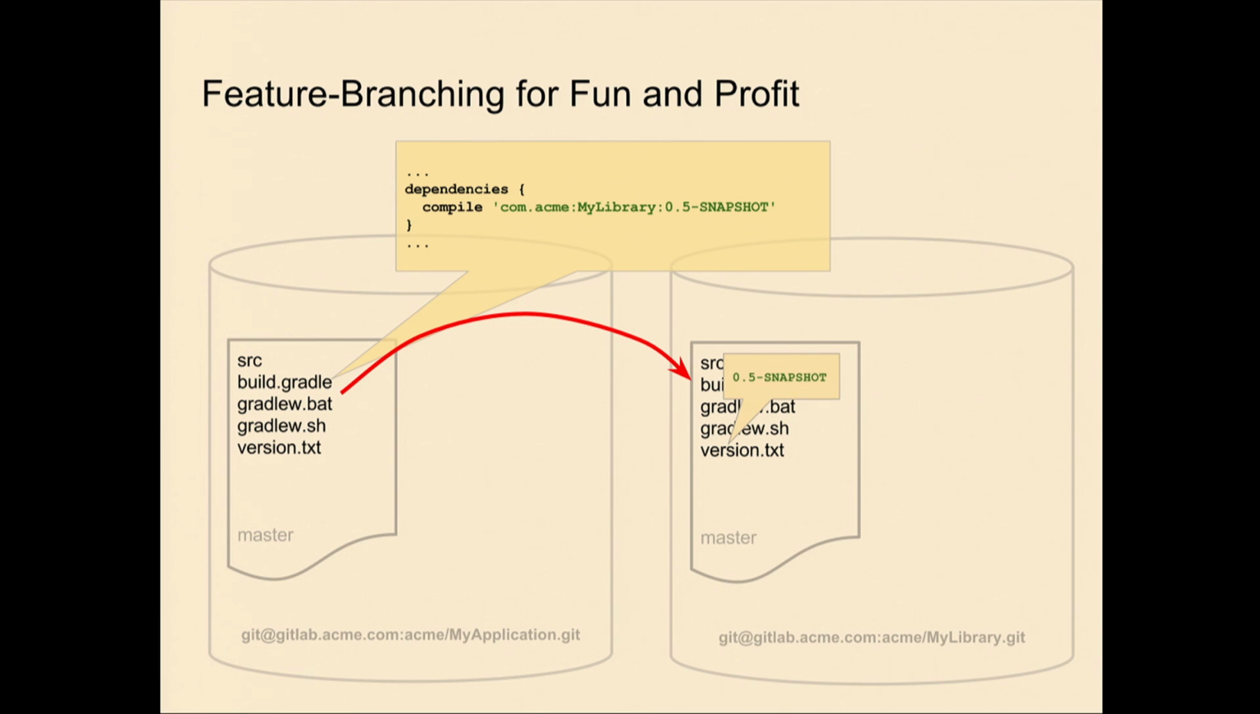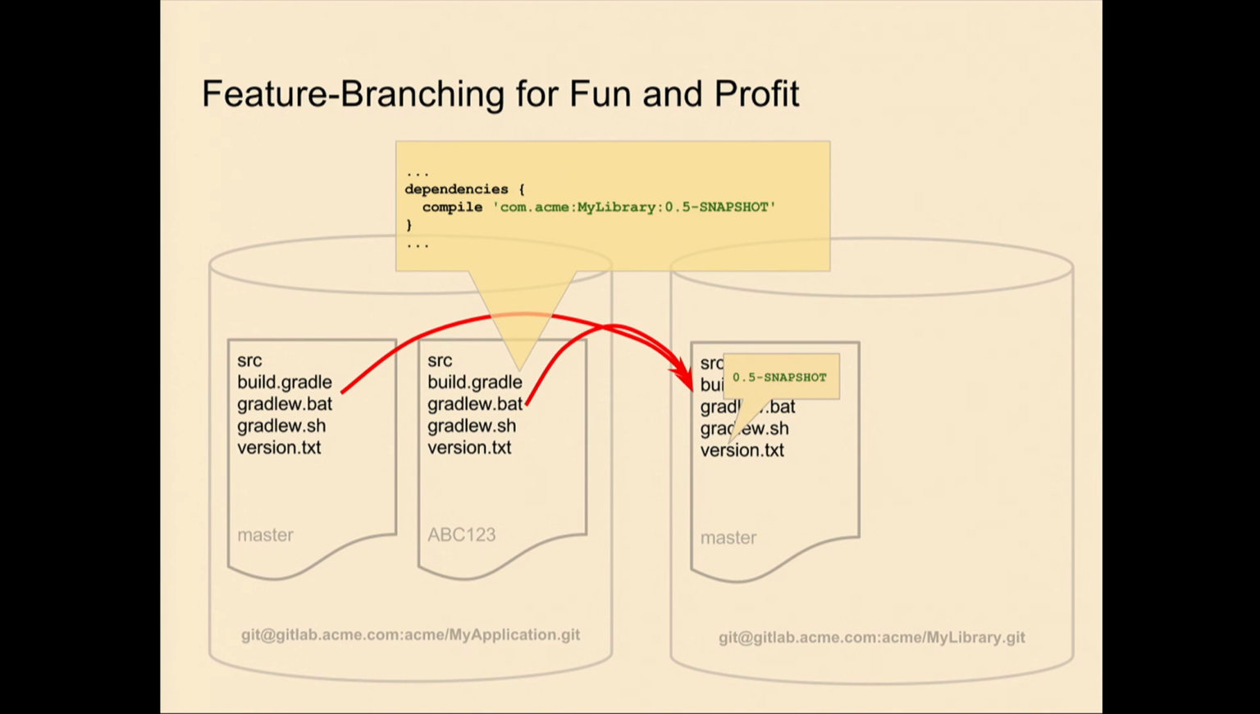Now, one day you decide, many people are doing feature branching, and everybody says feature branching is good. So let's do feature branching. So you branch master into ABC123, matching your Jira ticket. And it also depends on the master of my library, even though it's a branch, because you just copied it, and you copied also the dependency.